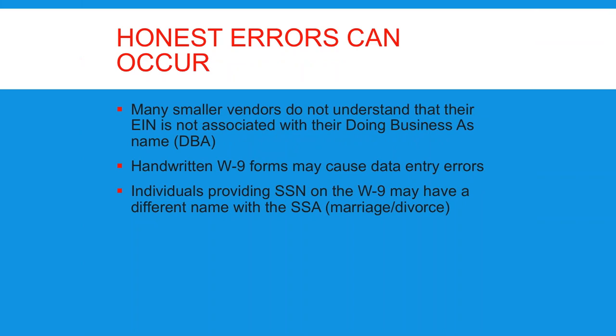There are certainly honest errors that can occur during this process. Small vendors, small companies often don't know what they're supposed to enter on a W-9. They don't fill these out on a daily basis, so they may not be very aware of what they are supposed to include on a W-9. And so oftentimes they're putting something like a doing business as name into that form, rather than putting their actual legal entity name into the W-9 form.